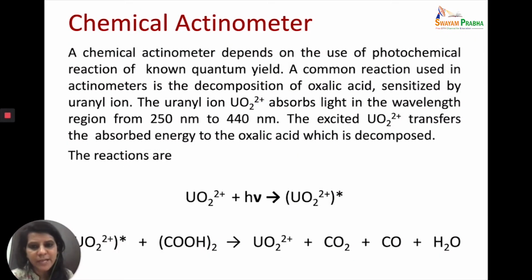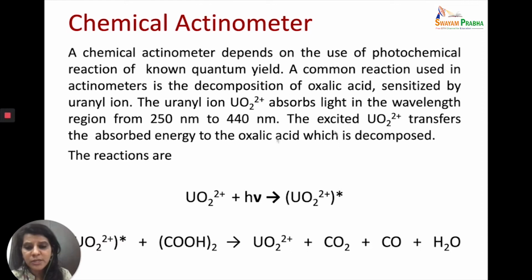So what is a chemical actinometer? A chemical actinometer is a device in which gas mixture or solutions sensitive to light are used. It is dependent on the use of photochemical reactions of known quantum yield. The working of this device is based on the fact that a definite amount of radiation brings definite amount of chemical reaction. So the most common reaction which is used in the actinometer is the decomposition of oxalic acid sensitized by uranyl ion. The uranyl ion is UO2 2+.